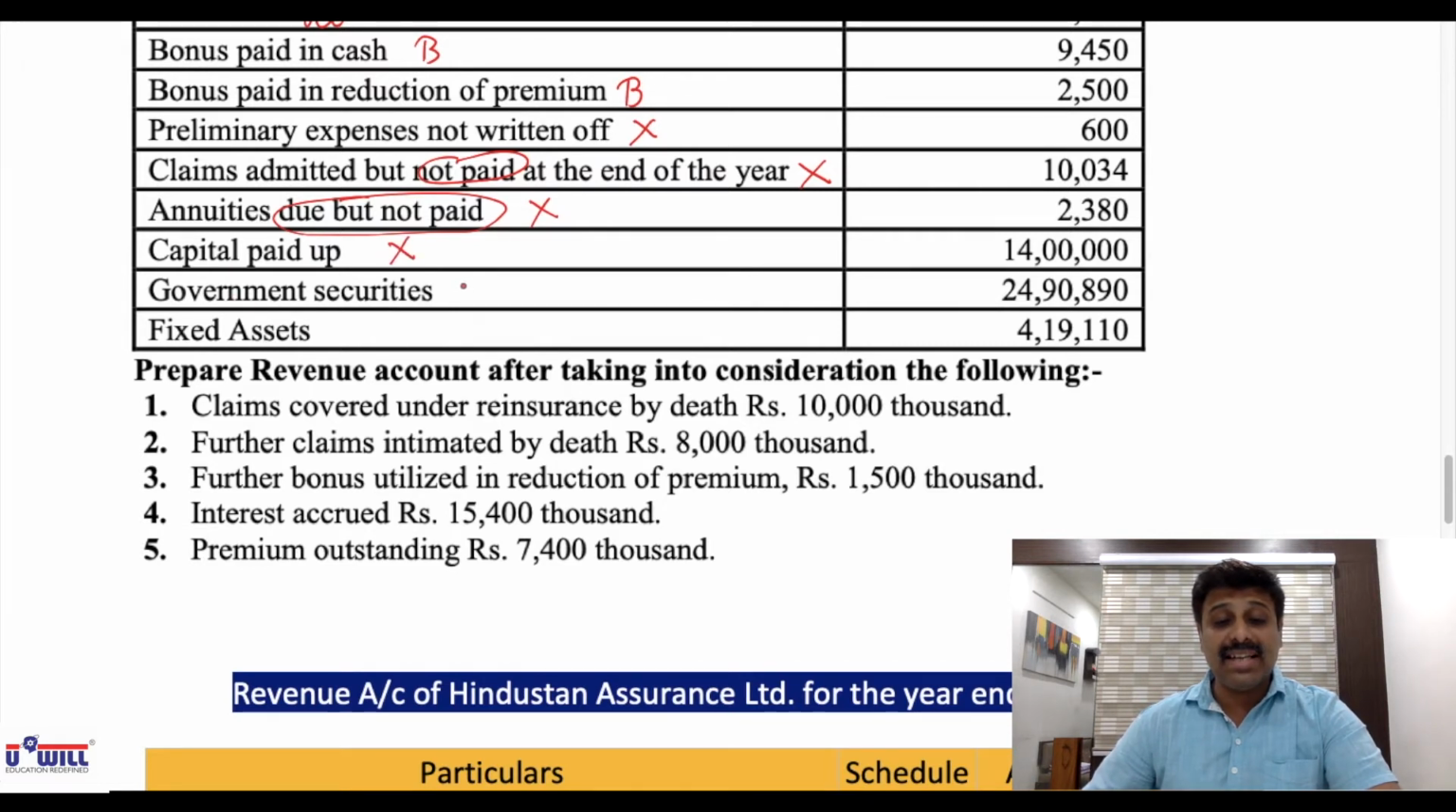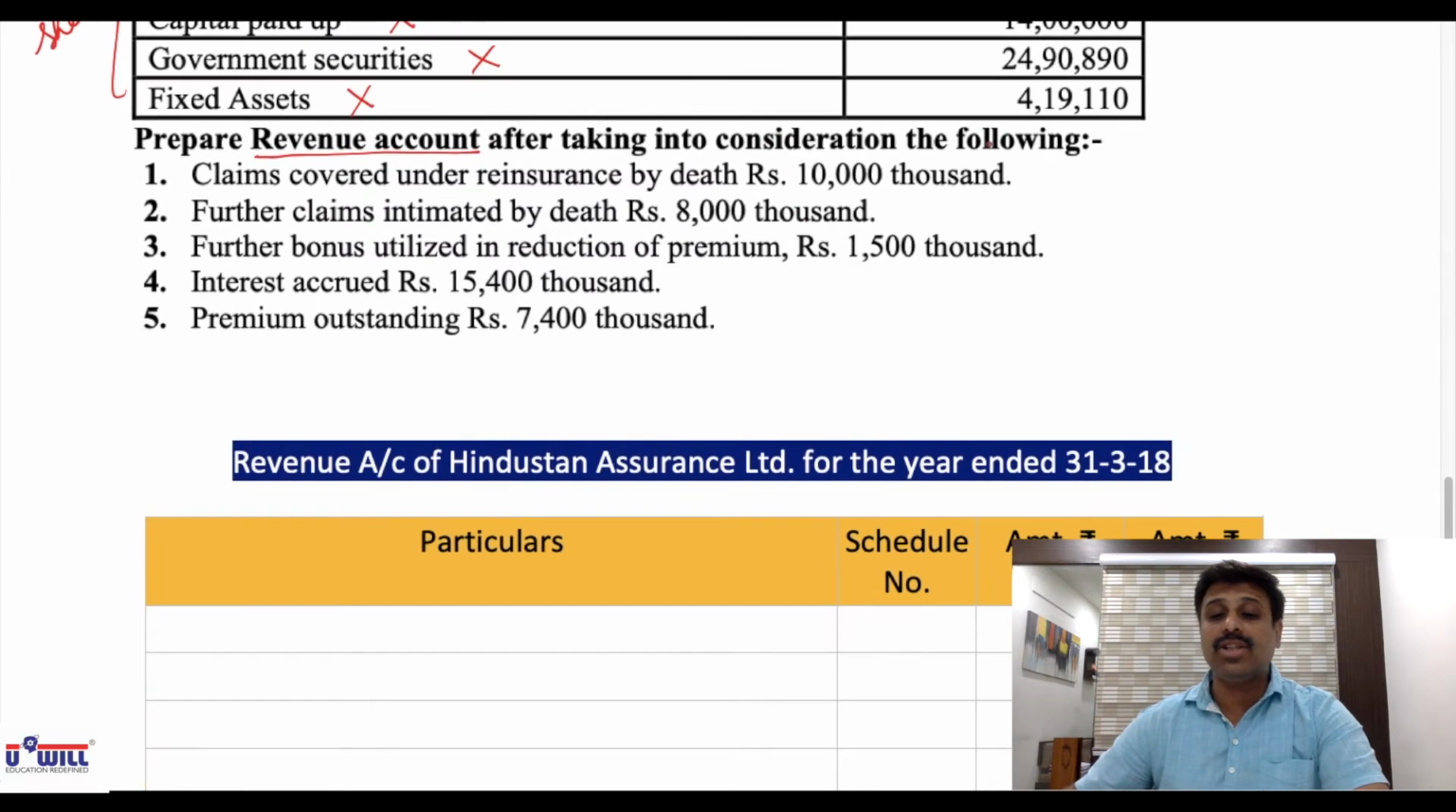Government securities and investment come in the balance sheet, so no effect. Fixed assets also appear in the balance sheet, so no effect. So all these items will appear in the balance sheet. Therefore, here in the revenue account, they will have no effect. Now, what we are supposed to do, we have to prepare the revenue account after taking into consideration the following.